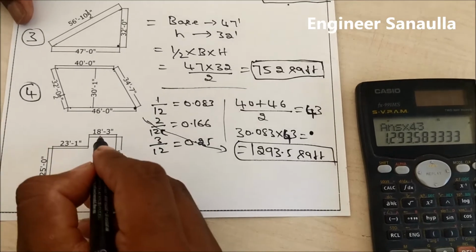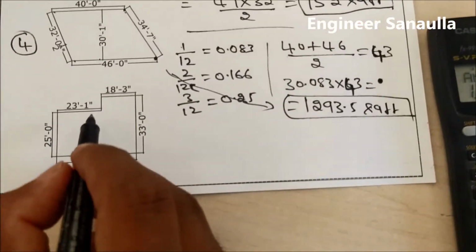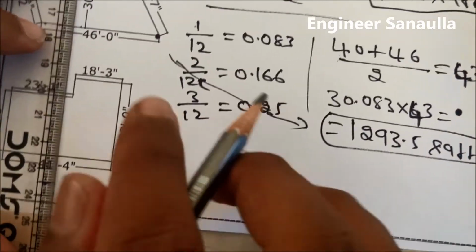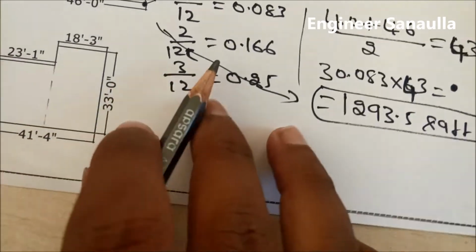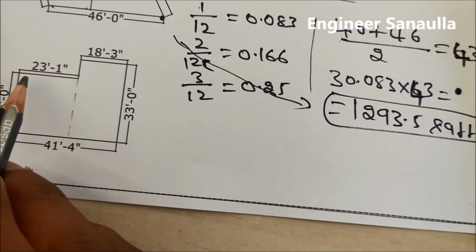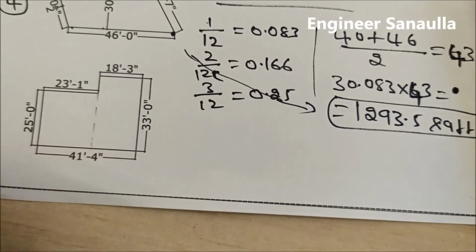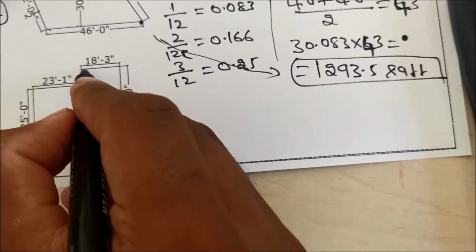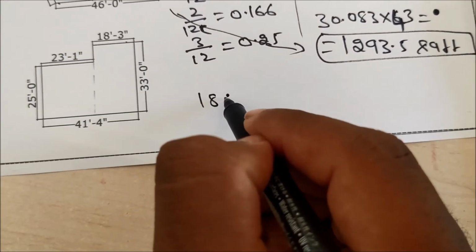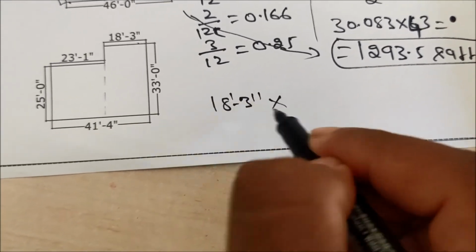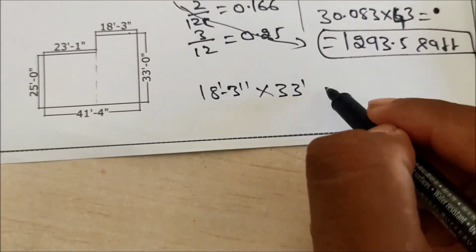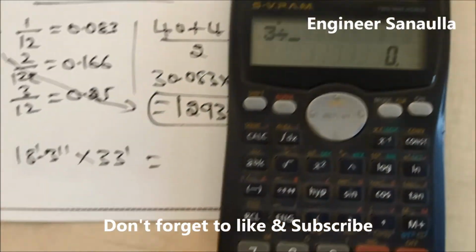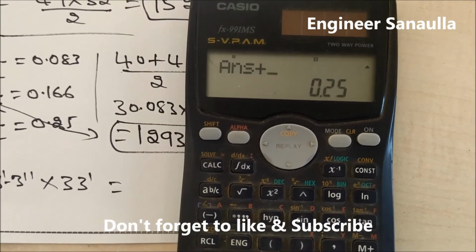Here the next plot size is like this. First we have to divide the area, and here it will come one rectangle, and here also one rectangle. Let's check. First, this size is 18 feet 3 inches into 33 feet. First we will convert inches into feet: 3 divided by 12 is 0.25, plus 18.